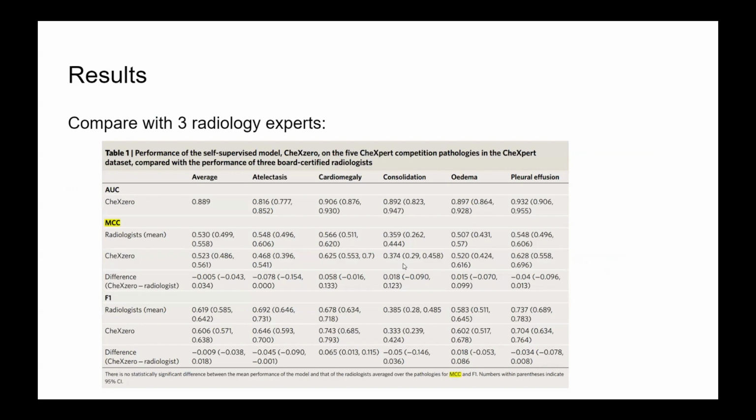Here, they first compare their result with 3 radiology experts. They want to prove that their proposed method, even without any annotation, can achieve comparable performance to experts. So they report the MCC and the F1 for their model as well as the radiology experts. And they also report the AUC for the model because it's impossible to calculate the AUC for the radiology experts. So as you can see here, the difference between the mean of the radiologists and the model is very small, which implies that their model has expert-level classification performance.